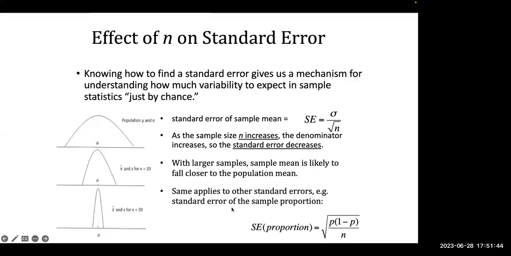And then if you have a larger n, that will lower the standard error because it basically increases the denominator. We talked about that. The sample mean is more likely to fall closer to the population mean, and it's more likely to be normally distributed. So now, in addition to that, we have proportions. The same principle applies with proportions.